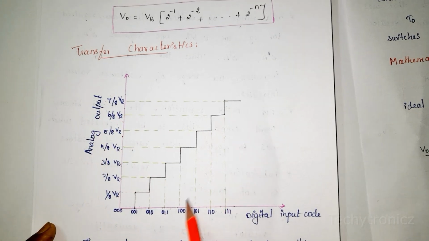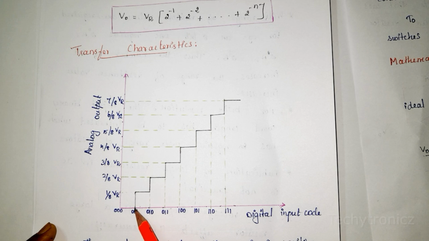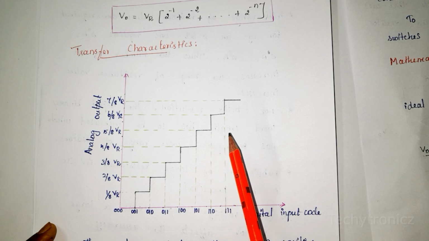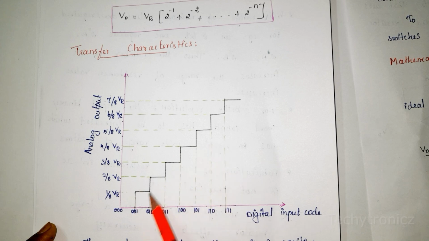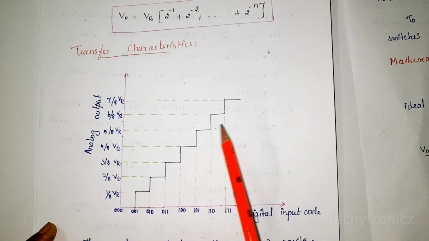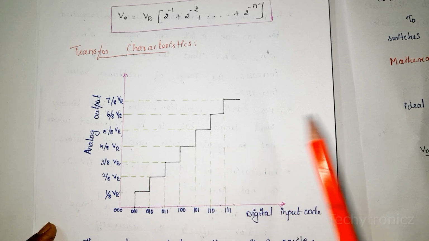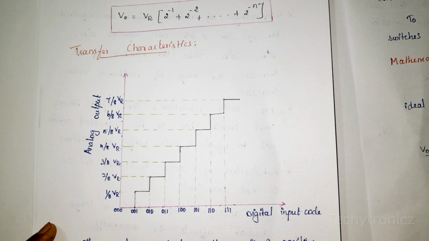If you see this graph, the analog output is a positive staircase, because we are giving a negative reference voltage. The circuit reference voltage is negative, so the analog output is a positive staircase. Here we are using a summing op amp, which may be in inverting mode or non-inverting mode.